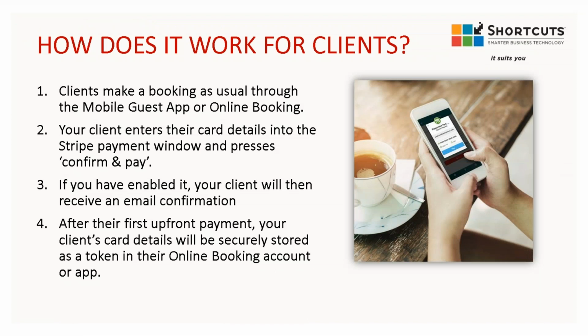Okay, so how does it work for clients? Clients make a booking as usual through the mobile guest app or through online booking. Your client enters their card details into the Stripe payment window and presses confirm and pay. If you have enabled it, your client will then receive an email confirmation. So it's the standard email confirmation that generally comes from online booking. Just now it will actually show that they've made an upfront payment during the booking. And also, after their first upfront payment, your client's card details will be securely stored, as I mentioned before, as a token in their online booking account or in the app.